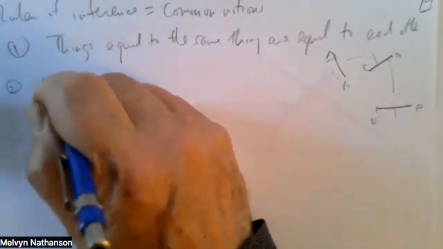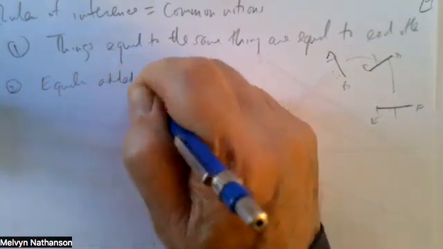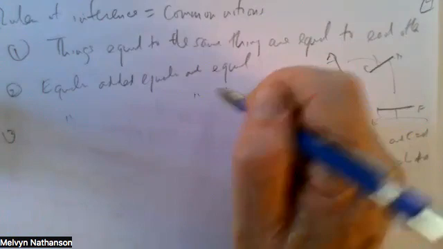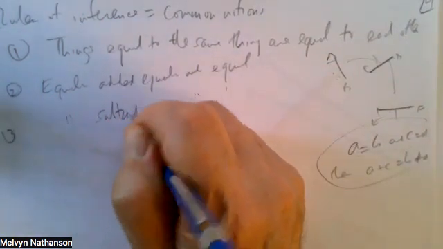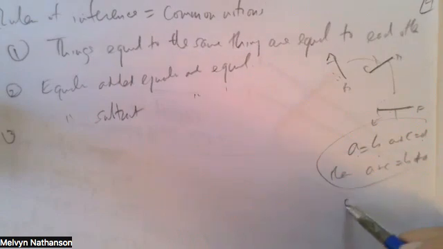Common notion number two says equals added to equals are equal. In algebra, we might say that if A equals B and C equals D, then if you add, A plus C equals B plus D. This is adding equals to equals. So equals added to equals are equal. And the same thing is true if you subtract. So if A equals B and C equals D, then A minus C equals B minus D.